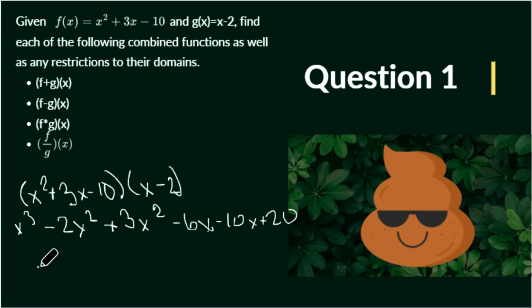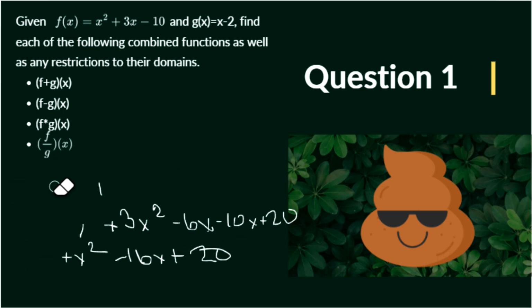Now we need to combine like terms. We still have x cubed. Negative 2x squared and positive 3x squared becomes positive x squared. Negative 6x and negative 10x is negative 16x. And positive 20, there's your formula, and it will be all real numbers.